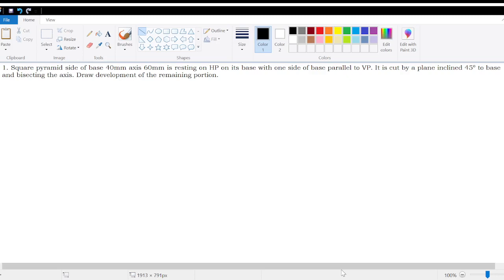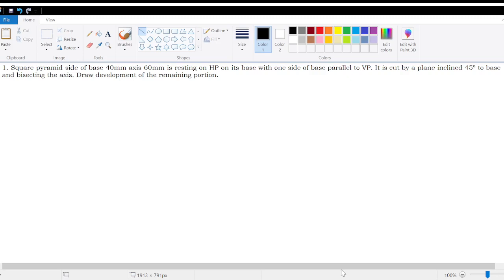Now come to this question. A square pyramid, side of base 40 mm and axis 60 mm, is resting on the horizontal plane on its base with one side of base parallel to VP. It is cut by a plane inclined 45 degrees to the base and bisecting the axis. Draw the development of the remaining portion. So this is a question based on a plane which cuts the solid into two pieces, and you are asked to draw the development of the remaining portion.